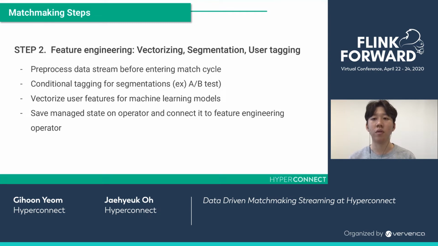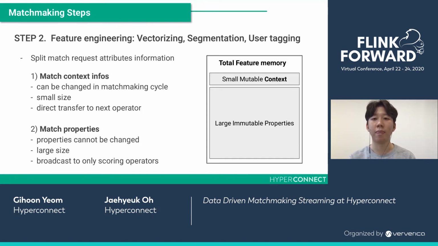The user's attributes in the request source are converted to feature vector form for machine learning models, or some requests are tagged under certain conditions for A/B test. We will introduce the state manager for feature enrichment as an extra part, so I will skip it this time.